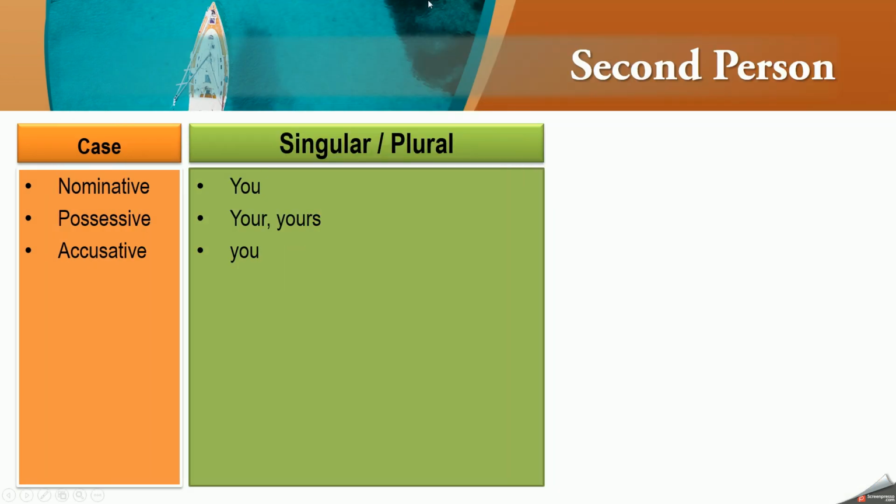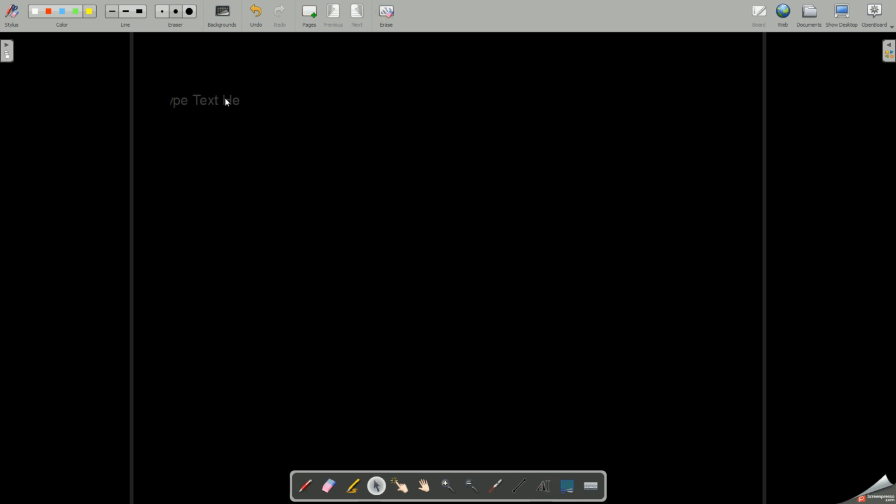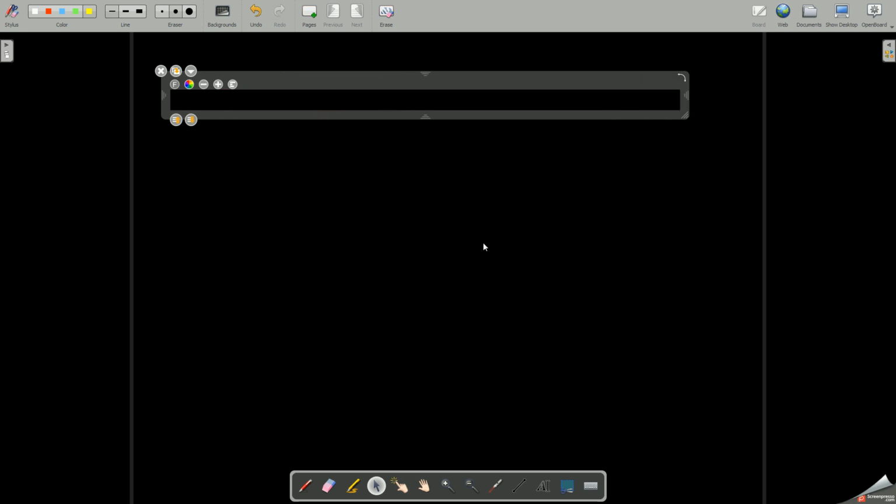Next, second person nominative case. Now here singular and plural will be represented by one word only. You is the nominative case, your is the possessive case, yours is the possessive case, accusative case is you. Like if I use it in the nominative case, you look like a fool.